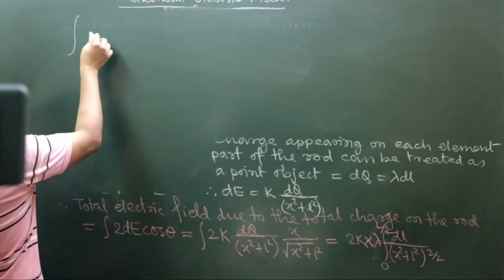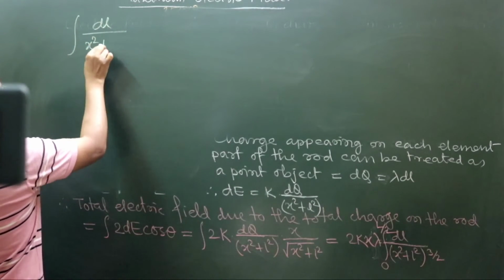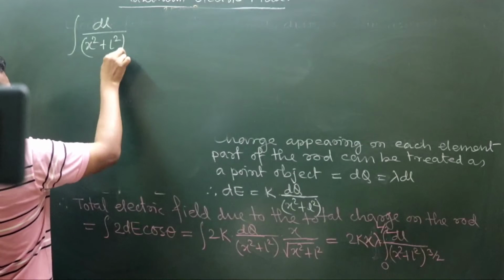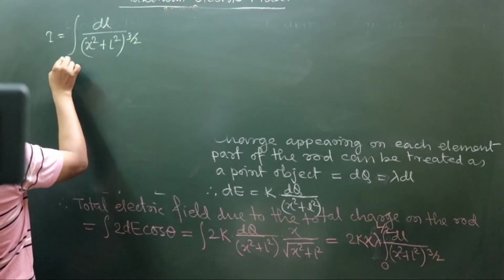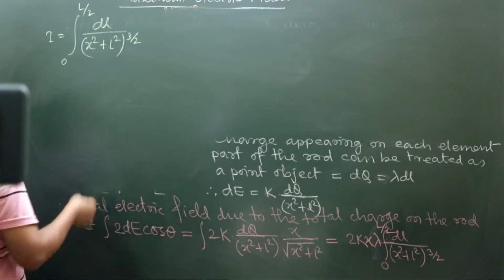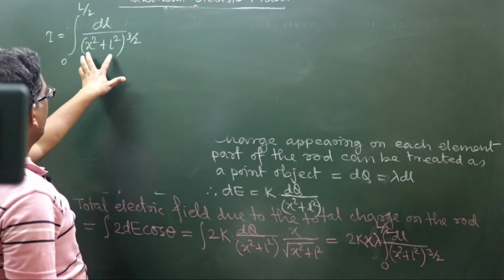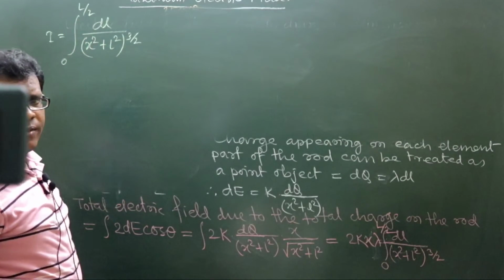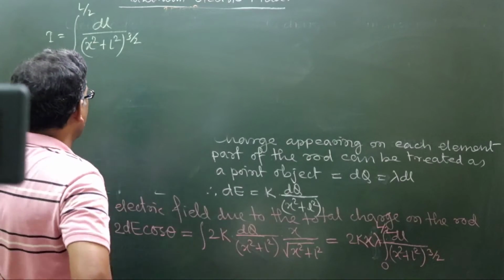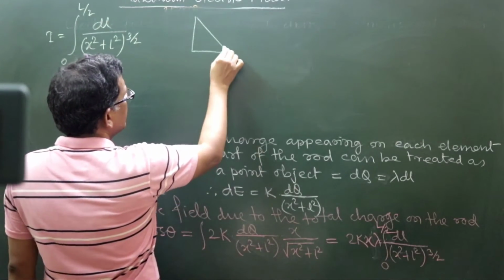Because the integration is appearing as dl divided by (x square plus L square) whole to the power 3 by 2, with the limit 0 to L by 2, right. The degree difference is 2, so we cannot expect that substituting the whole denominator will give the derivative in the numerator. That is not going to happen here. So what we can do, the geometry was like this, right?